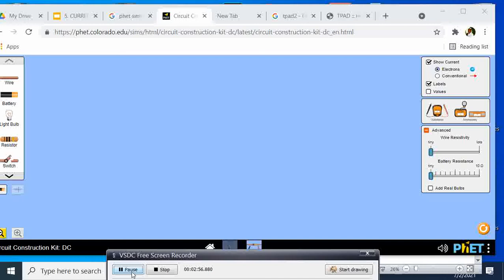In the lab, I'm going to start with a switch. I place a switch. I connect the first wire. I bring the second wire. I connect the third wire. Let me make it at the right angle.